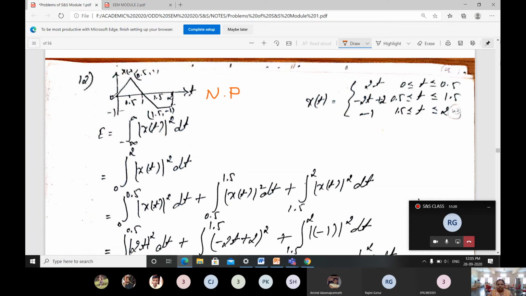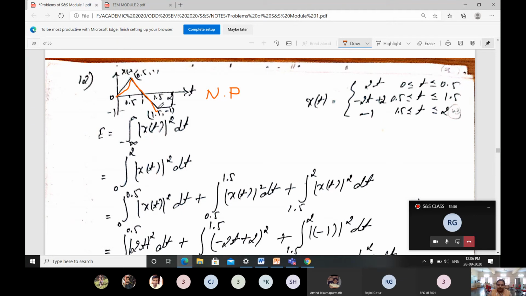Then the signal is varying from 0 to 2, so 0 to 2, x of t whole square into dt. Then, wherever the signal goes, what do you have to do here? First you find the line equations, the lines where I can get them. Here from 0 to 0.5, one straight line is there. Then from 0.5 to 1.5, observe here, one more straight line is there.